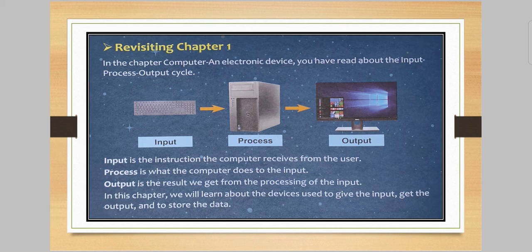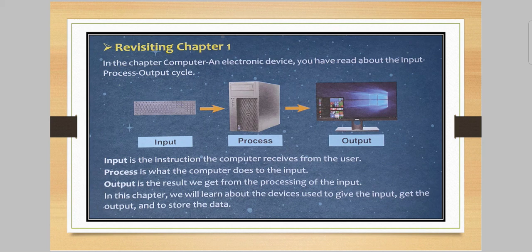Next is process. Process means what the computer does to the input. When you give some instruction, the computer will do the calculation using the input. Next is output. When the process is completed, the computer generates a result, and that result is called output. This entire process is called the IPO cycle, that means the input, process and output cycle.